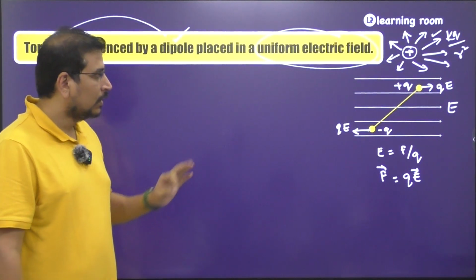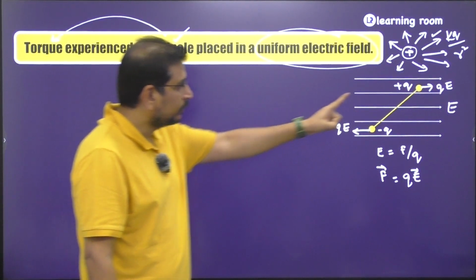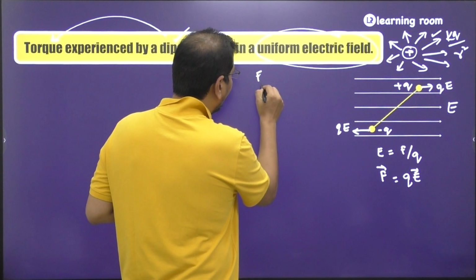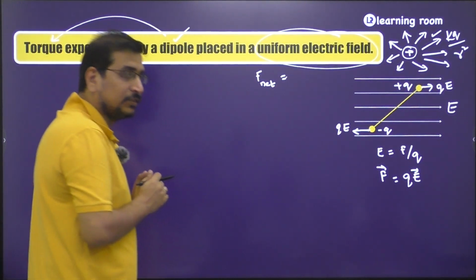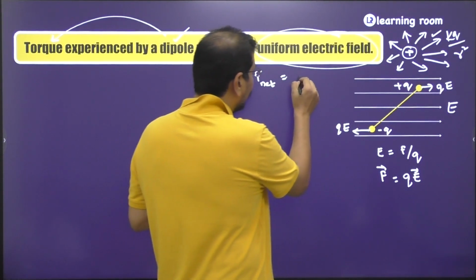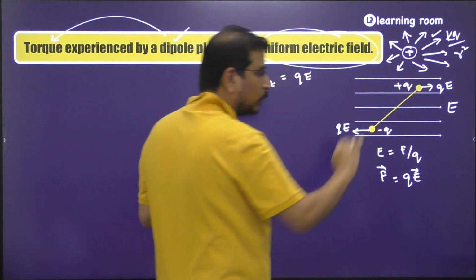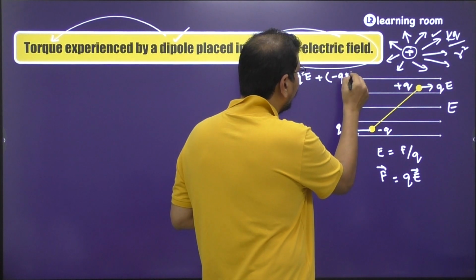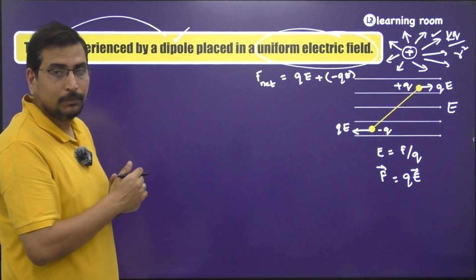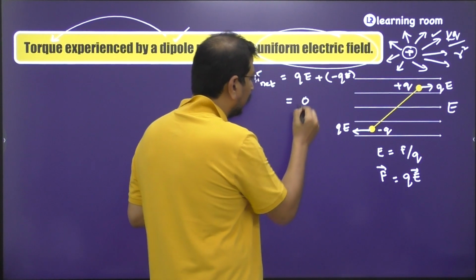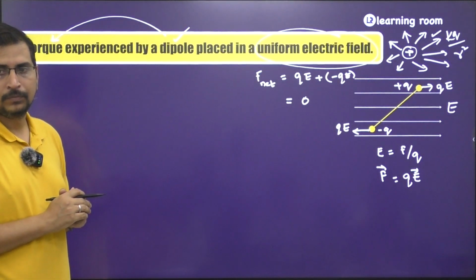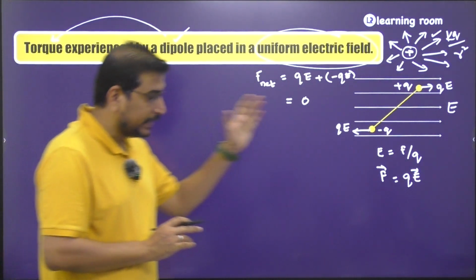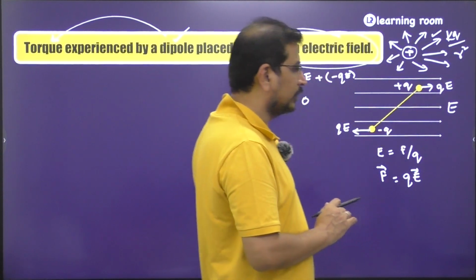Having said that, I am going to answer two questions here. First thing is, what is the net force experienced by the system? So, if I write F net, what is going to be the answer? It is going to be QE, which is in the rightward direction, plus negative of QE, which is in the leftward direction. Summing up both these things together will give an answer of 0. Meaning, the system is not going to move. Move in which path? In a linear path. It will either move in this direction or this direction.